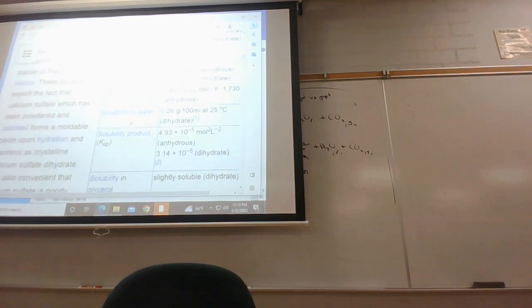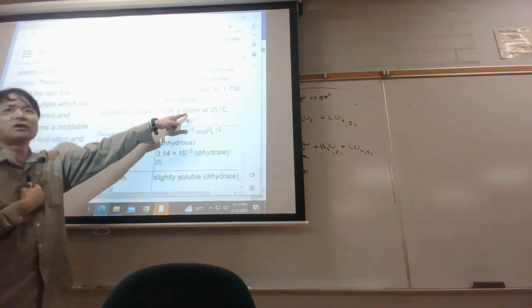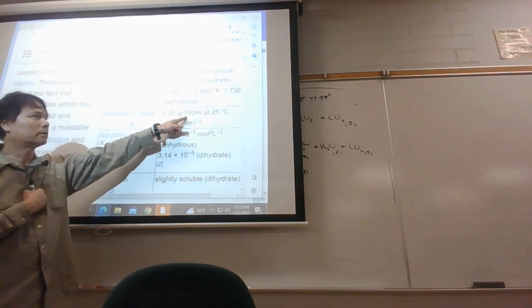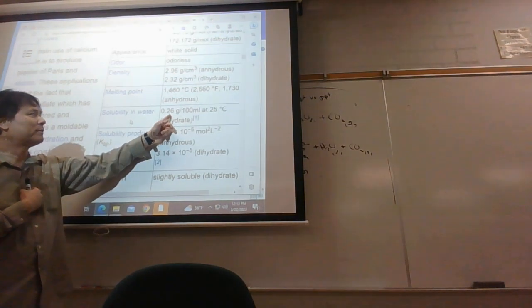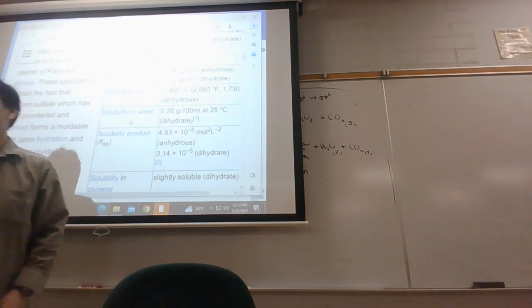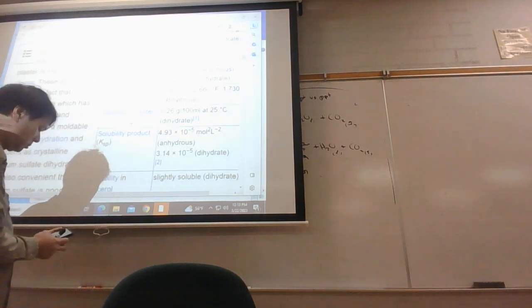Solubility in water. 260 milligrams per 100 milliliters. So we have to times this by 10, correct? And so if we multiply by 10, that's 2.6 grams. 2.6 grams in a liter versus 13 milligrams in a liter. Which one is more soluble? Calcium sulfate. There's more per liter.